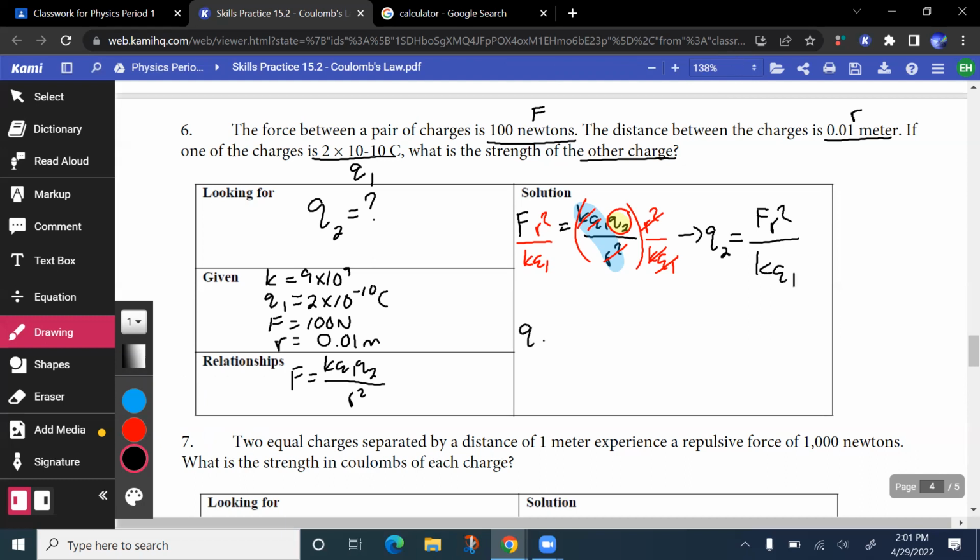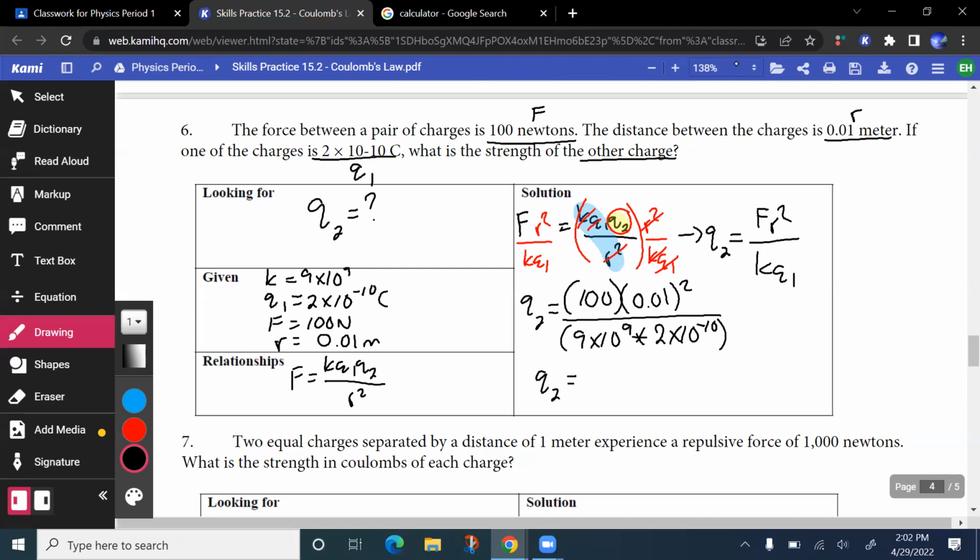Let's plug into that. Q2 is equal to F, which is 100 newtons, times R, which is 0.01. We need to square that. Then divided by, open parentheses, 9 times 10 to the 9 for K, times charge 1, which is 2 times 10 to the negative 10 power.